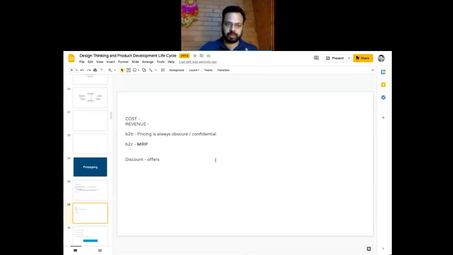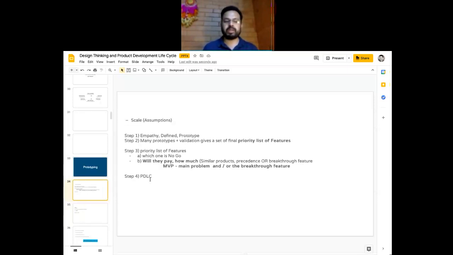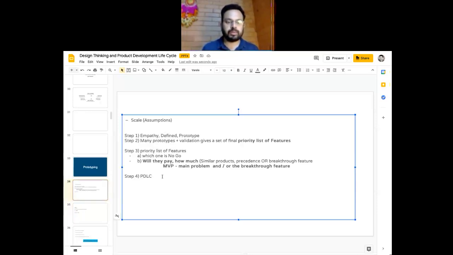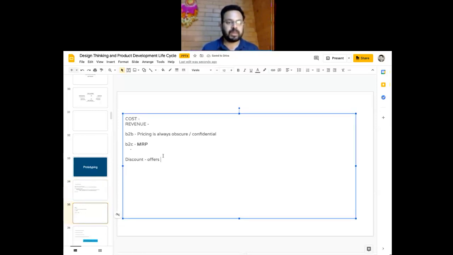And also, let me give you a little more context. When we come to the product development cycle, the context here is, first, the market. So here the cost also is driven by the market.